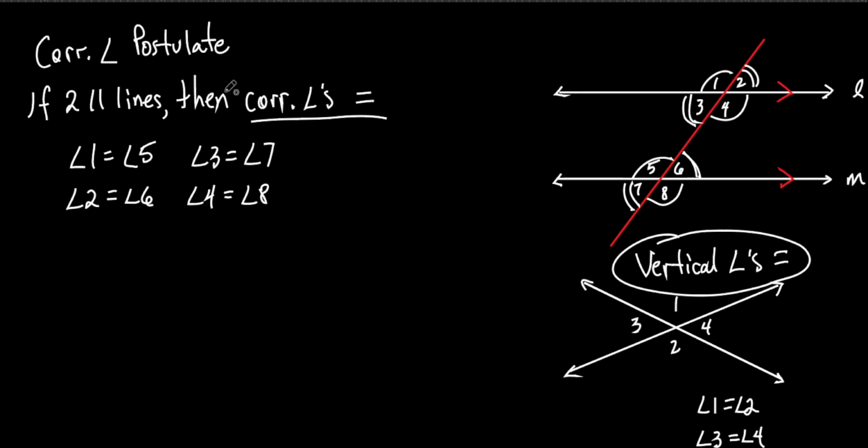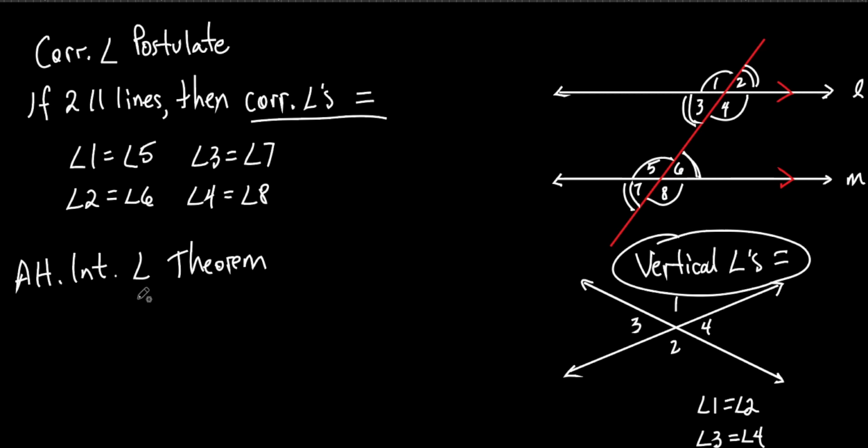Now, what are some other words that we had? What was the next one after corresponding angles? Alternate interior. So let's write that down: alternate interior angle. This time it's not a postulate, it's a theorem, because we can actually prove it. And we actually proved it already.